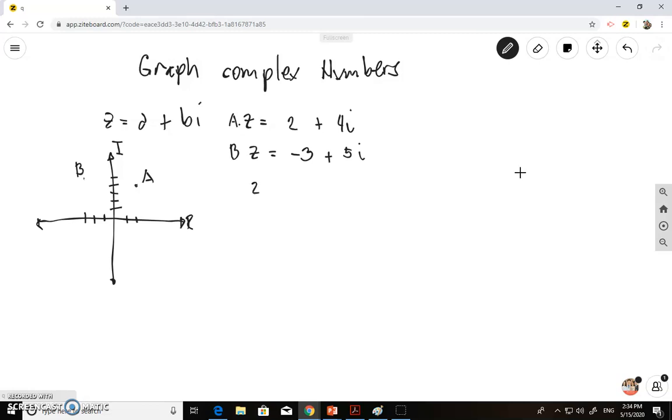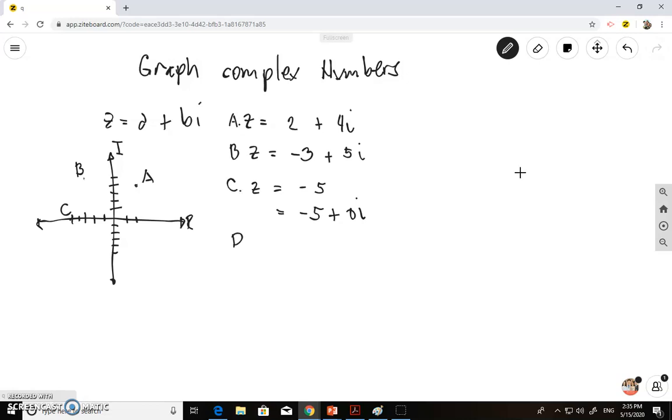And then what if we have z equals negative 5? As you observe, there is no imaginary part. So therefore, we can write that as negative 5 plus 0i. If we draw that in the graph, we have negative 5 for the real number, and then 0 for i. So this one is our point C.